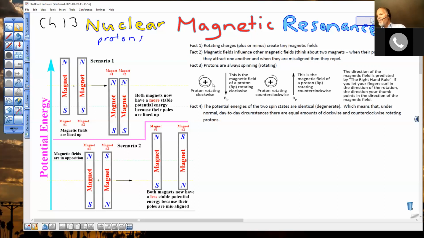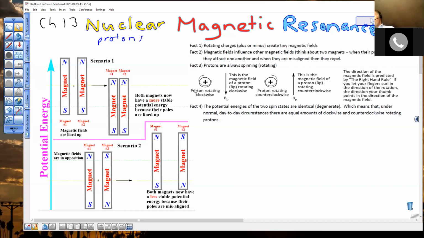Now, if I have the rotation going clockwise, my hand has to go like this to get my fingers moving in a clockwise fashion. And notice my thumb is pointing down. Thumb pointing down. You'll never have to indicate this on a test for me. I just wanted you to know that you can predict the direction of a magnetic field just by following the direction of the spin. That's all you need to know.